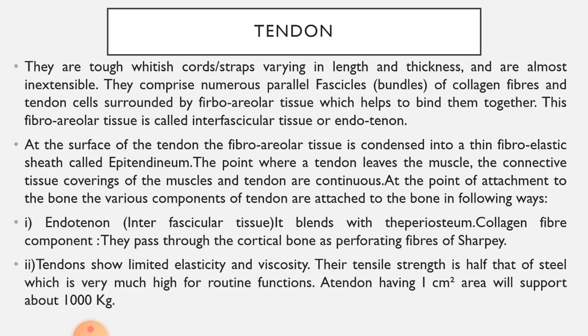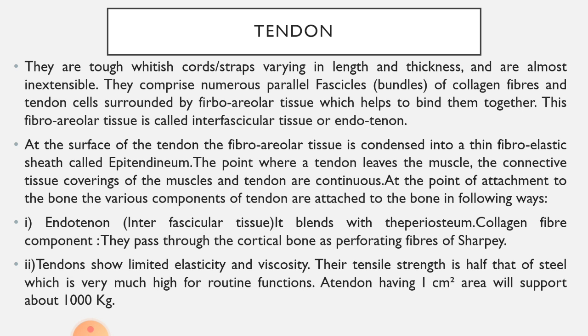Now we will study it in detail. So they are tough whitish cords or straps varying in length and strength and thickness. Why are these white? Because of their less vascularity, and also they contain the collagen. That's why they appear whitish and are almost inextensible. They comprise numerous parallel fascicles, bundles of the collagen fibers that we just saw, and tendon cells surrounded by the fibroareolar tissue, which helps to bind them together.